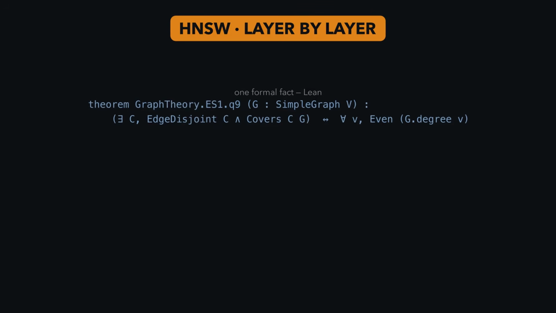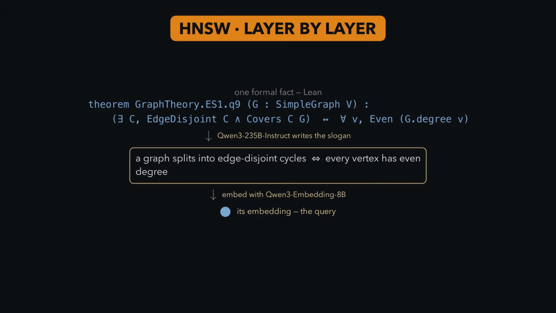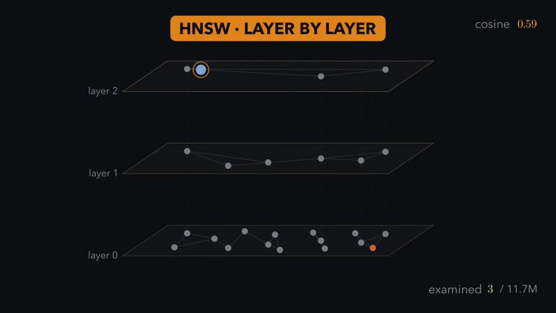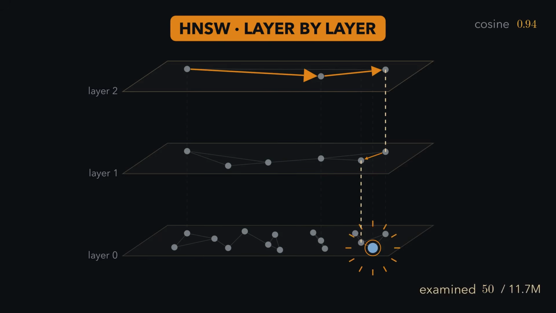To get around the wall, we use an HNSW index. It's like a layered map of the embedding space, sparse at the top and denser as you go down. A query starts at the sparse top layer. It hops to the nearest looking neighbor, keeps the best option seen, and only drops down when the current layer can no longer improve it. By the bottom, it has searched a tiny neighborhood instead of 11 million statements. With ANN k set to 50, the best neighbor is our Euler match at cosine 0.94.